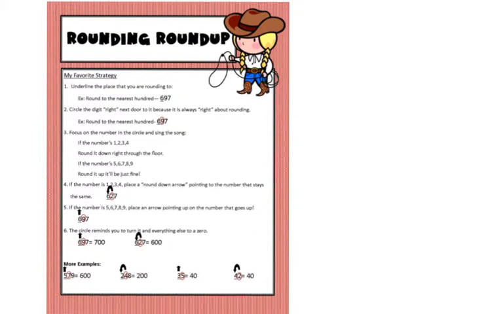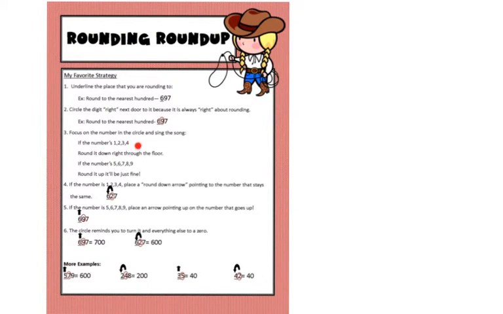Here are some strategies to help you with rounding. You're going to underline the place value that you're rounding to. In most of these problems, it's going to be the highest place value, so the number on the left. Here that's the hundreds, which is a 6. So you underline it, and then you circle the digit right next door, because it's always right about rounding. That would be the tens column.